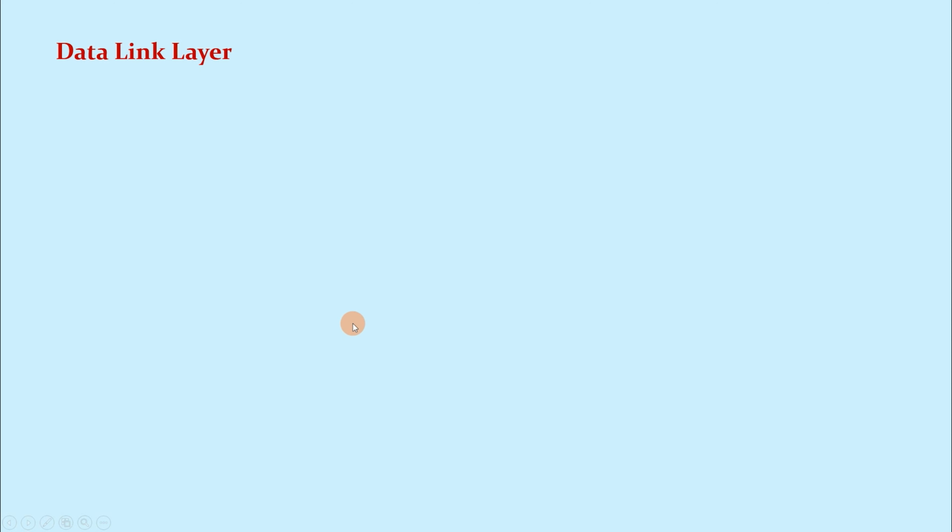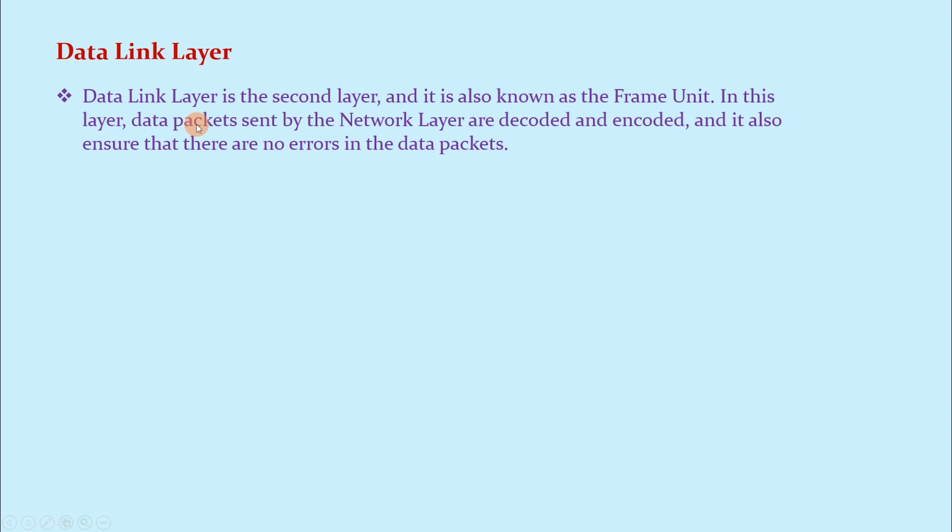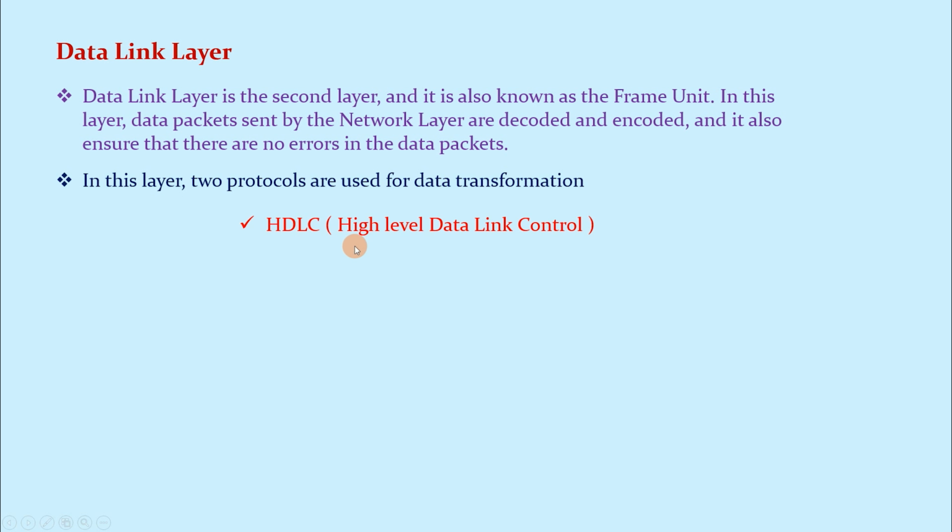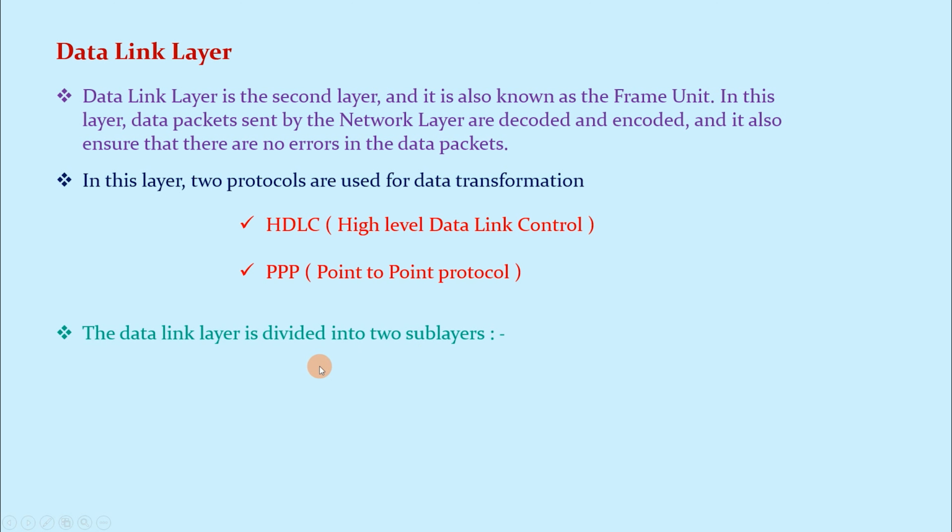Now the data link layer. That is the second layer of the OSI model. It is also known as the frame unit. In this layer, data packets sent by the network layer are decoded and encoded, and it also ensures that there are no errors in the data packets. In this layer, 2 protocols are used for data transformation. First one, HDLC, High-level Data Link Control. Second one, PPP, Point-to-Point Protocol. The data link layer is further divided into 2 sublayers: Media Access Control, that is MAC, and Logical Link Control, that is LLC.